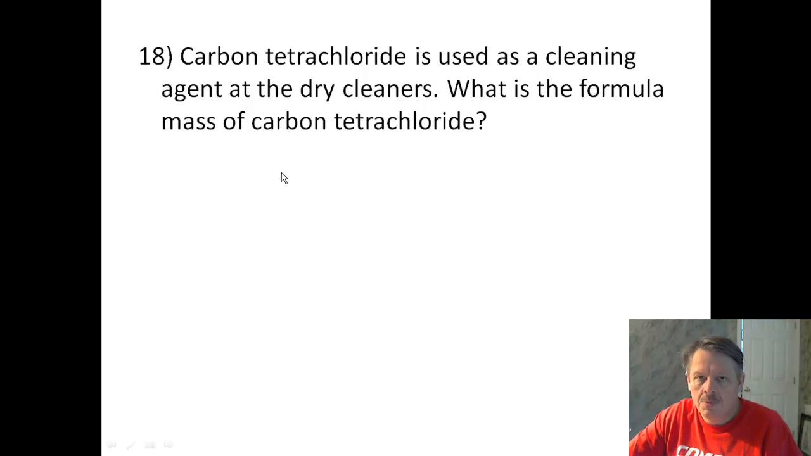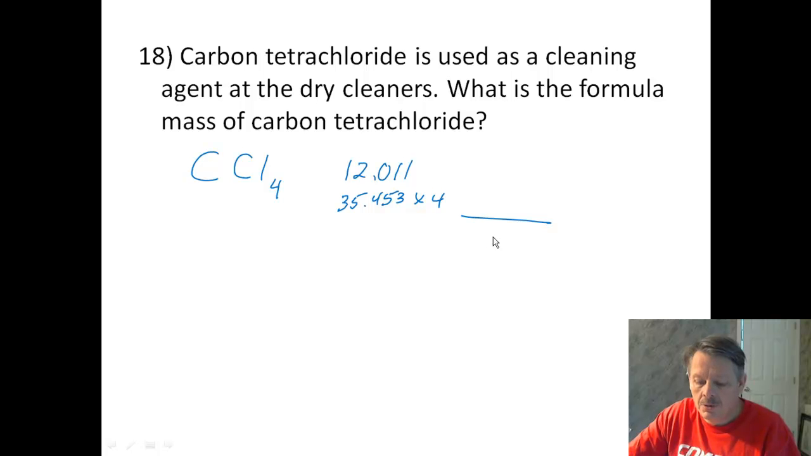What about 18? Carbon tetrachloride. Carbon tet is CCl4. Tetrachloride means 4, tetra. And so what's the mass? Well, 12.011 for carbon, 35.453 for chlorine. I multiply it by 4. I add those numbers up. I get 153.82, and that is atomic mass units.